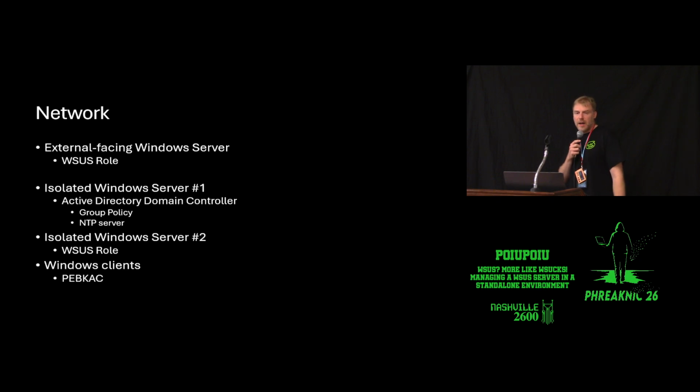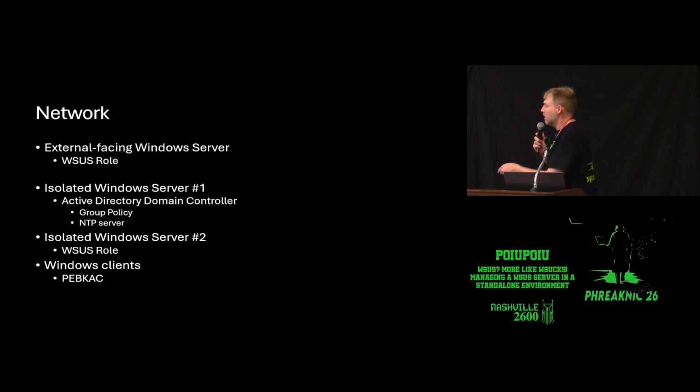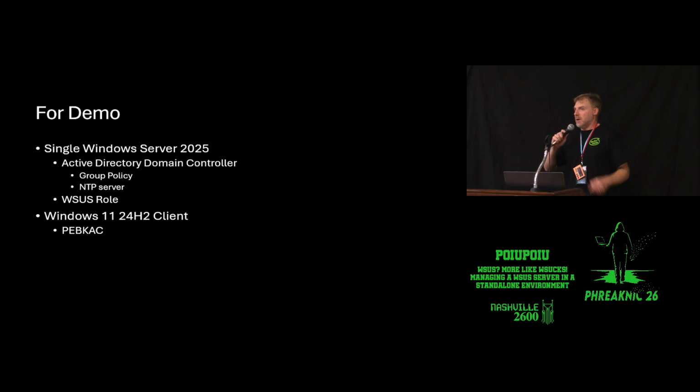So for my network at work, I have an external facing Windows server. This one's virtualized so I can take it around, running WSUS. Then I have an isolated network server that is an Active Directory domain controller that manages NTP and my group policy. I also have another Windows server running WSUS. And then I have a bunch of Windows clients. If nothing blows up, I will do some demonstrations today with a single Windows server that's running both Active Directory and WSUS, and then another Windows 11 client.